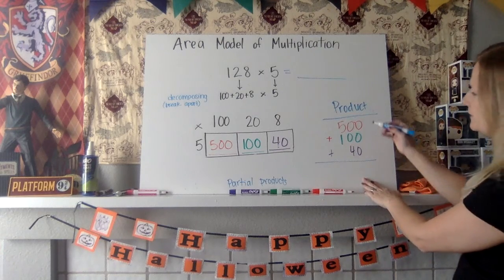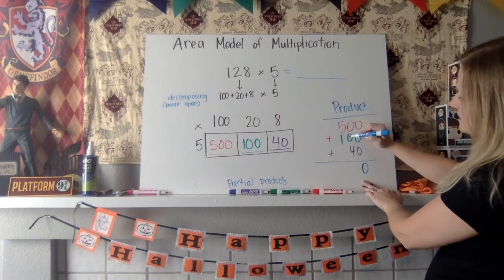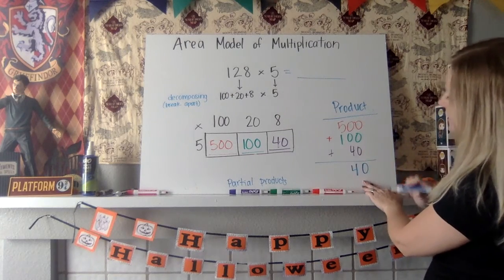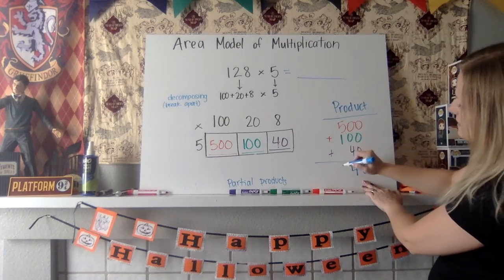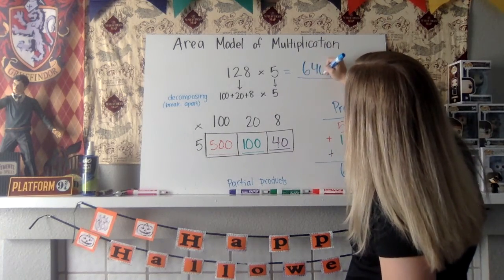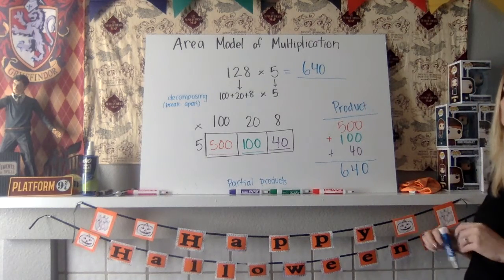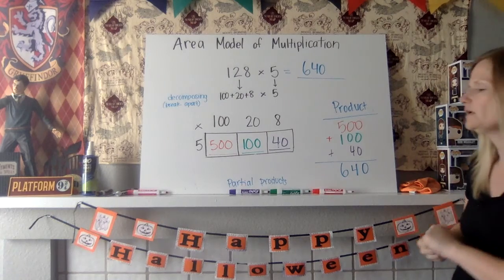So the smallest place value, 0 plus 0 plus 0 is 0. 0 plus 0 plus 4 is 4. And 5 plus 1 plus 0 is 6. So your answer to this multiplication problem, your product, is 640. So 128 times 5 equals 640.